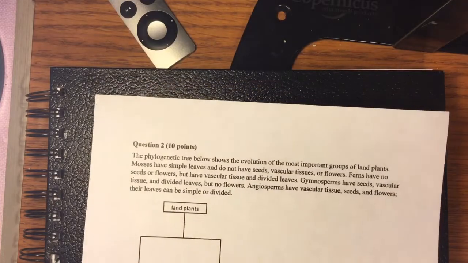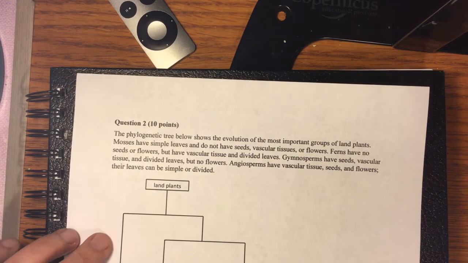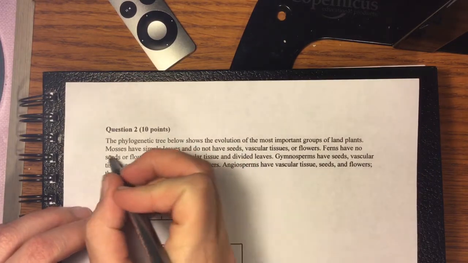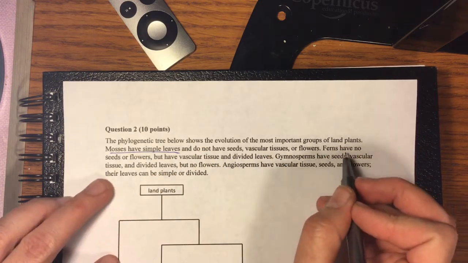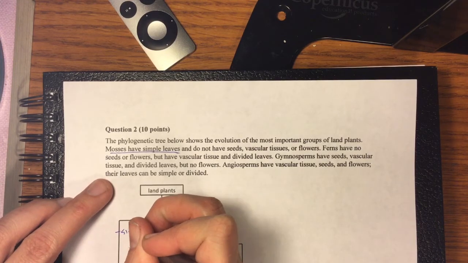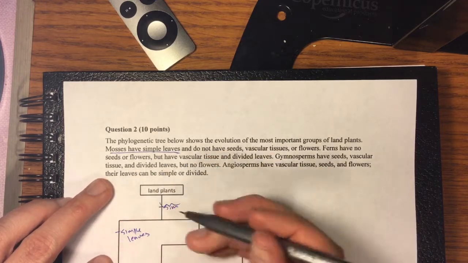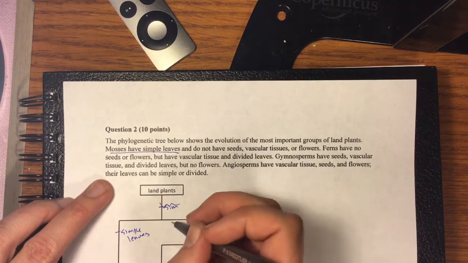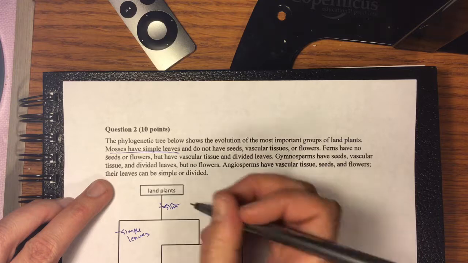All right, last question. So this was kind of a dense question, but you had to go in and say, what is happening? And we define things by what they have, unless they have lost it over time. So mosses have simple leaves. They do not have seeds, vascular tissue, or flowers. Okay, so we can put in here simple leaves. You can put it even here, okay? Simple leaves. Maybe you don't put anything there. They do not have seeds, vascular tissue, or flowers. Ferns have no seeds or flowers, but they have vascular tissues. So ferns have simple leaves and vascular tissues. Oh, but so does everything else.